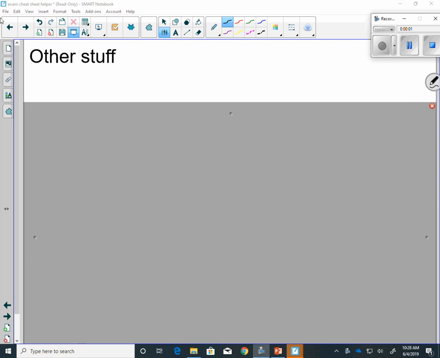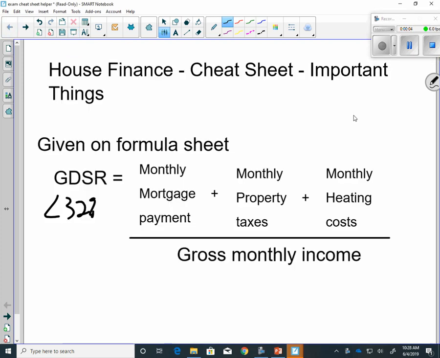Okay, so we are going through what to put on the cheat sheet for home finance, right? And this one's on the formula sheet that I just went through.